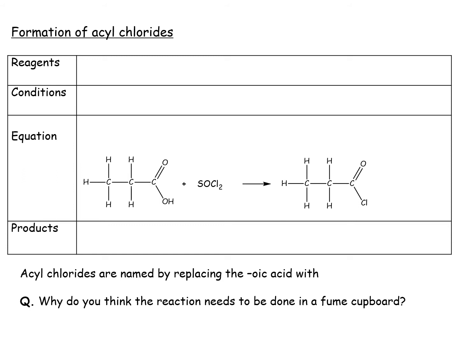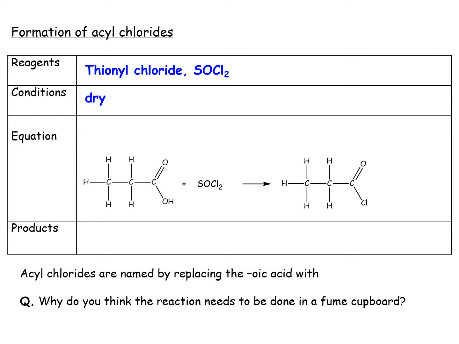Let's complete our box then to summarise the equation. So this is to make an acyl chloride, the formation of acyl chlorides. The reagent then, you need a carboxylic acid and the thionyl chloride, SOCl2, and the conditions are dry. Now for the equation that we've got here, hopefully you can spot a couple of things.